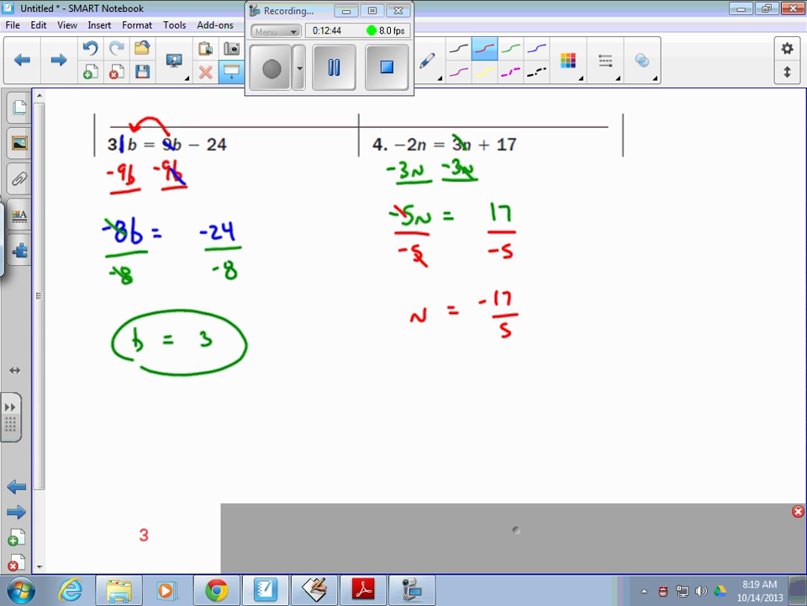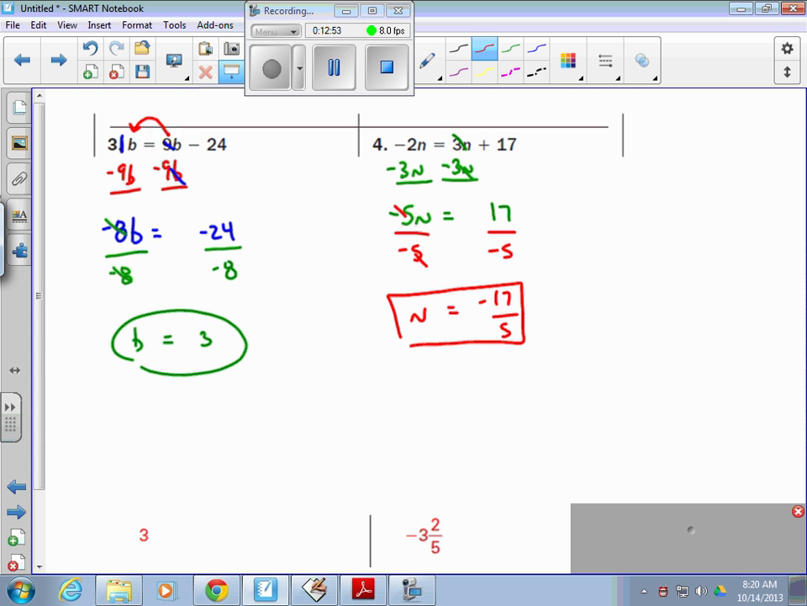Or if you write it in mixed number form, 5 goes into 17 3 times, and there's 2/5 left over. So this is a more useful answer here. But notice this is it in mixed number form, negative 3 and 2/5.